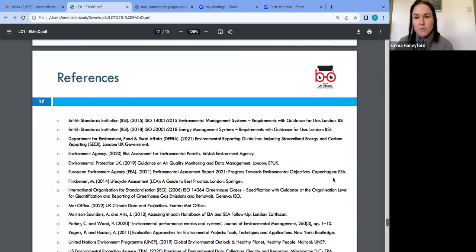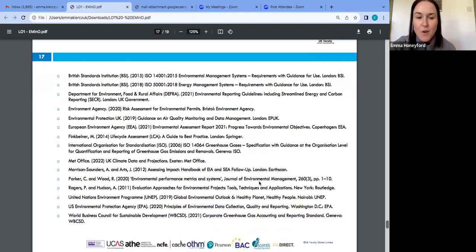Here are some references, and this is a really good example for the Harvard style. We'll do a separate session for academic writing skills, which will go over the Harvard referencing system. But if you look here, this demonstrates how you would reference a book, a journal or a paper. If you ever want an example of how UK Versity has referenced, this is the correct way.